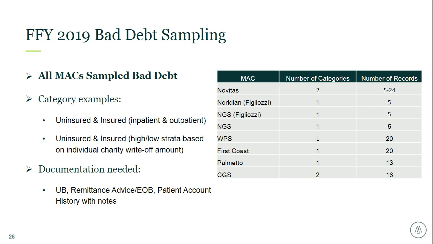And similar to the documentation requested for charity, UBs, remits, EOBs, and account histories are also requested. And again, I'd like to note that similar to what happened with charity during these 2019 audits, there are a few auditors that noted if there was no material impact of change between the current year and prior year, they were also not pulling any accounts to sample for bad debt as well.